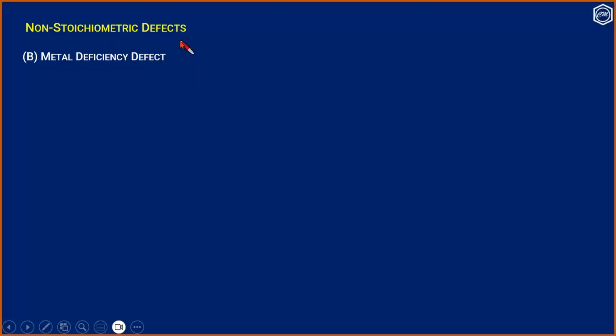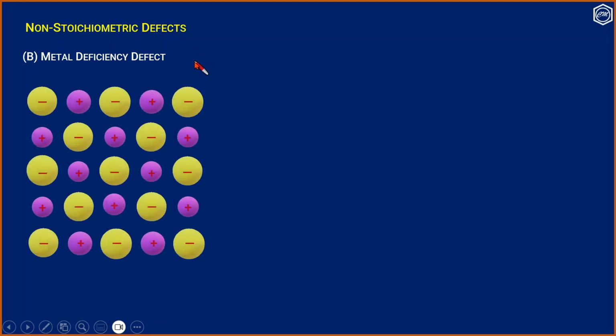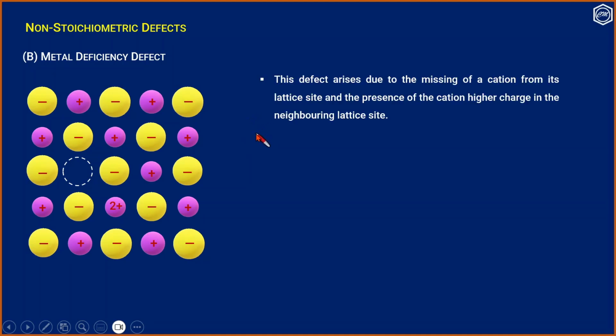The second type of non-stoichiometric defect is metal deficiency defect. So this is a perfectly ordered ionic crystal. Now suppose that a cation is missing. So this is the position of the cation. In order to equalize the charge, a nearby cation acquires additional positive charge. This defect occurs when the metal shows variable valency.